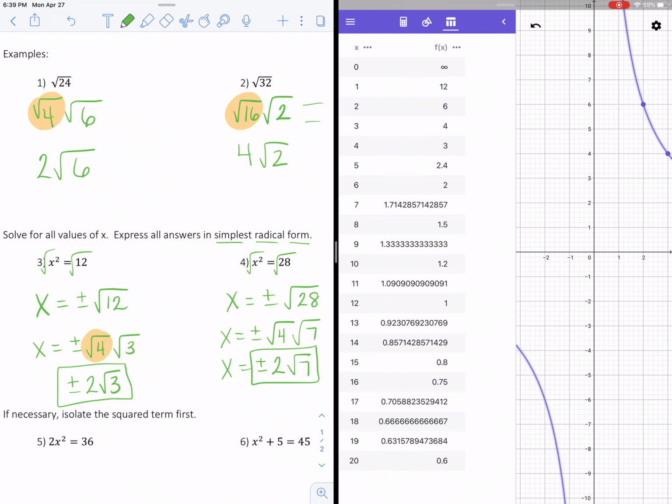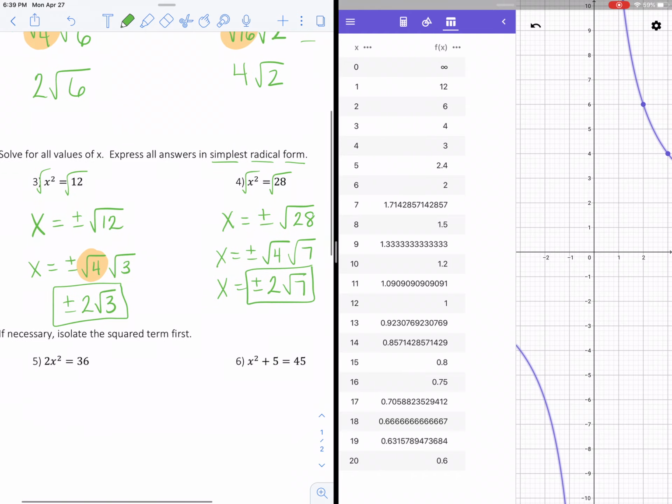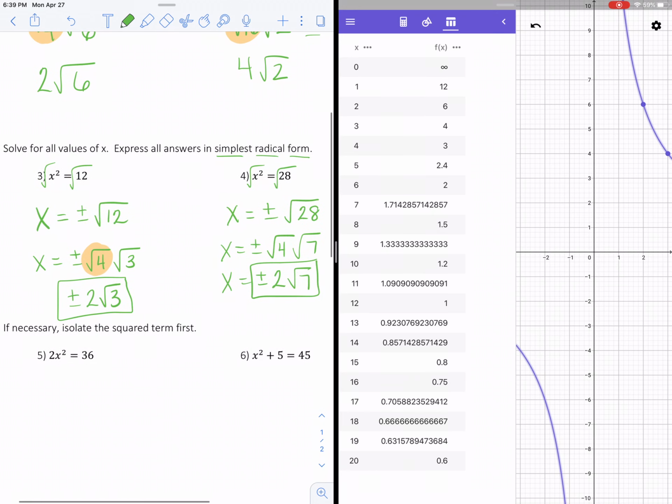The next two have an extra step on top of that. It says, if necessary, isolate the squared term first. So in number 5, the x squared isn't by itself because of that 2 in front. How am I going to get rid of this 2 in front of the x squared? I have to divide both sides by 2 first. That gives me x squared equals 18.